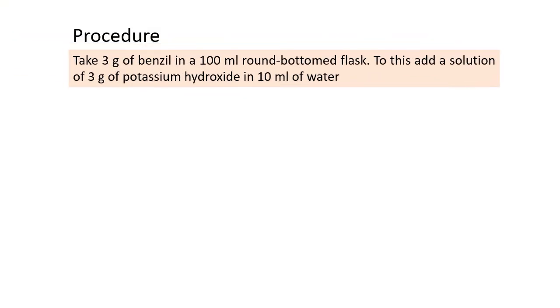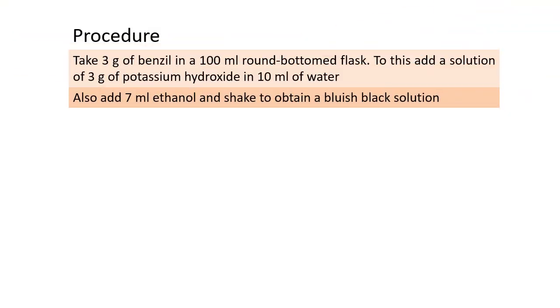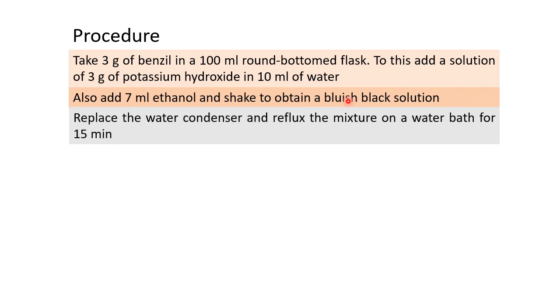Now the procedure, how you prepare benzilic acid from benzil. We take 3 grams of benzil in a 100 ml round bottom flask. To this we add potassium hydroxide, 3 grams in 10 ml of water. We first make a solution of potassium hydroxide, and then add it to the 3 grams of benzil which we have taken in the 100 ml round bottom flask. Then we add 7 ml ethanol and shake. So we will get a bluish black solution.